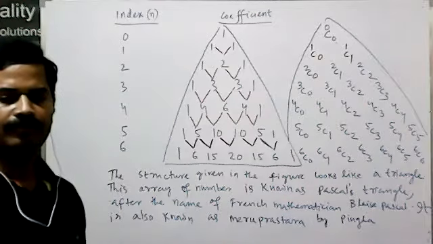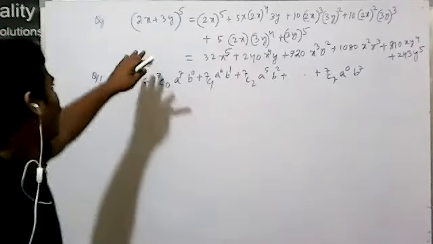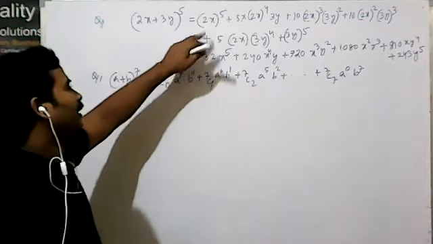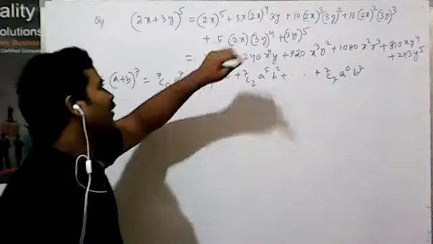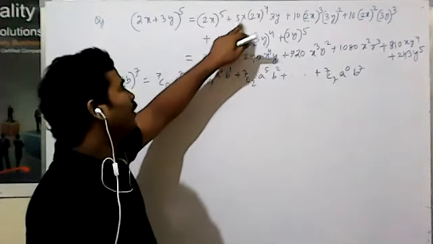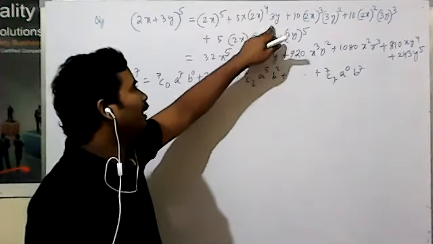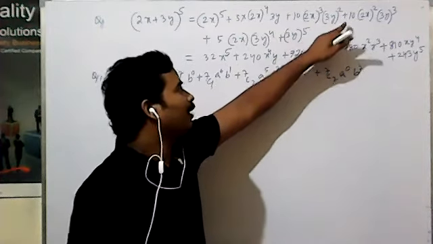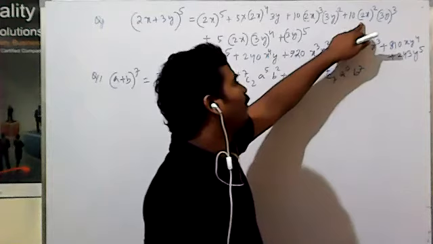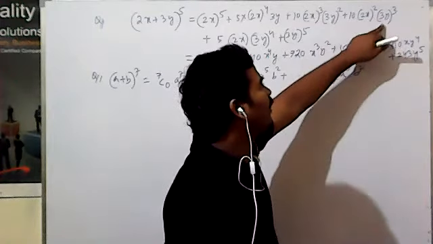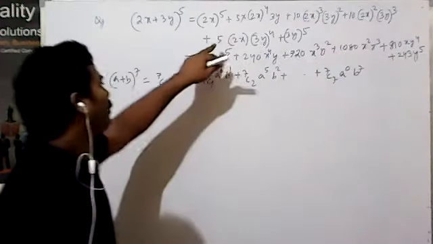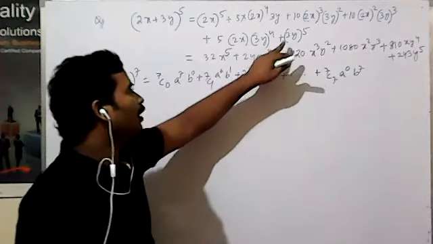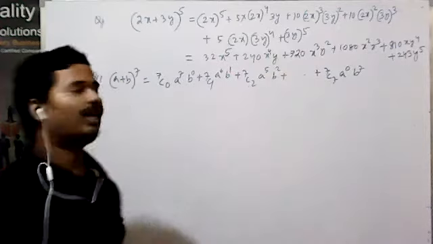Okay. Here, if you take one example, (2x plus 3y) to the power 5. That is (2x) to the power 5 plus 5 into (2x) to the power 4 into 3y plus 10 into (2x) to the power 3 into (3y) square plus 10 into (2x) square into (3y) whole cube, then plus 5 into 2x into (3y) to the power 4 plus (3y) to the power 5.